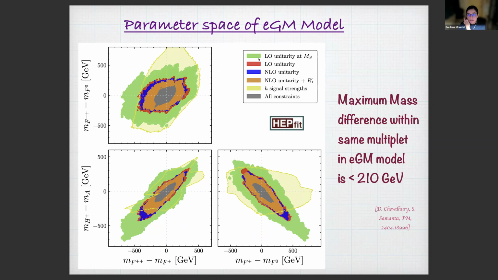So again, we impose the LO unitarity, NLO unitarity, and Higgs signal strength, and combining all these constraints, we can see that the maximum mass difference within the same multiplet, which was 0 in the Georgi-Machacek case, is now at most 210 GeV.